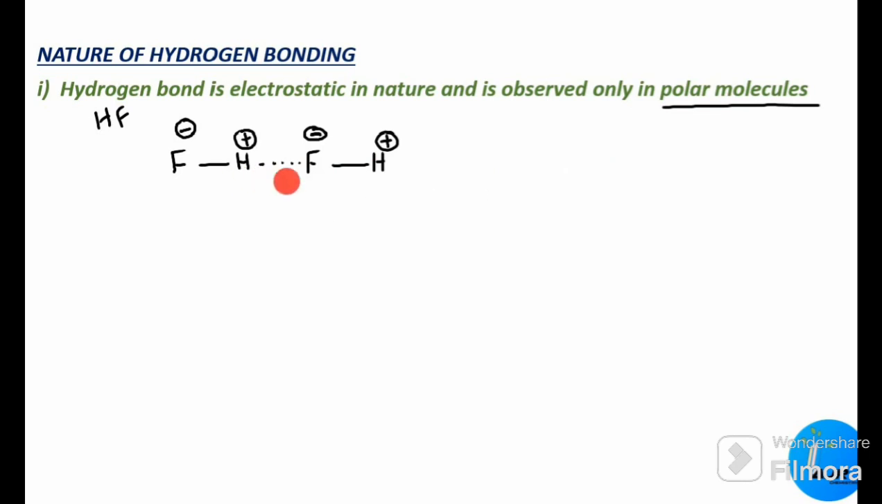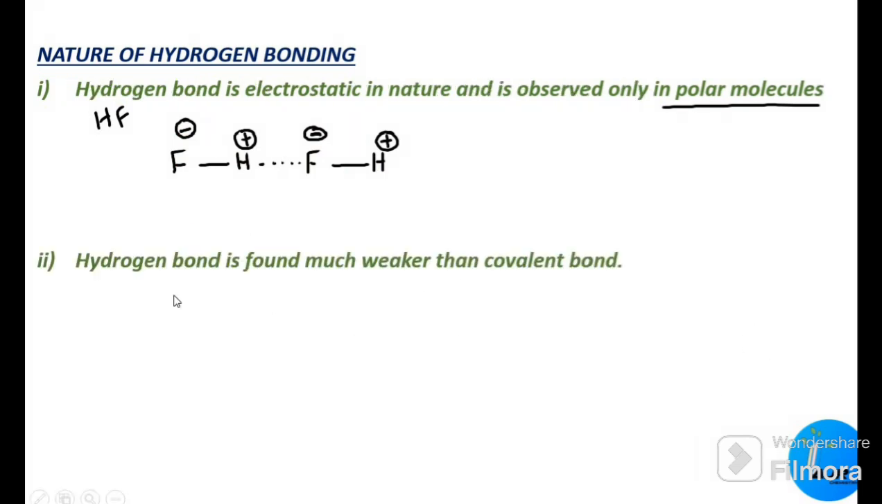So hope you might have understood this point from this example, that hydrogen bond is electrostatic in nature and is observed between polar molecules. Can you understand? So the next nature: see here, this hydrogen bond is found to be much weaker than a covalent bond. I already told you, is it not?